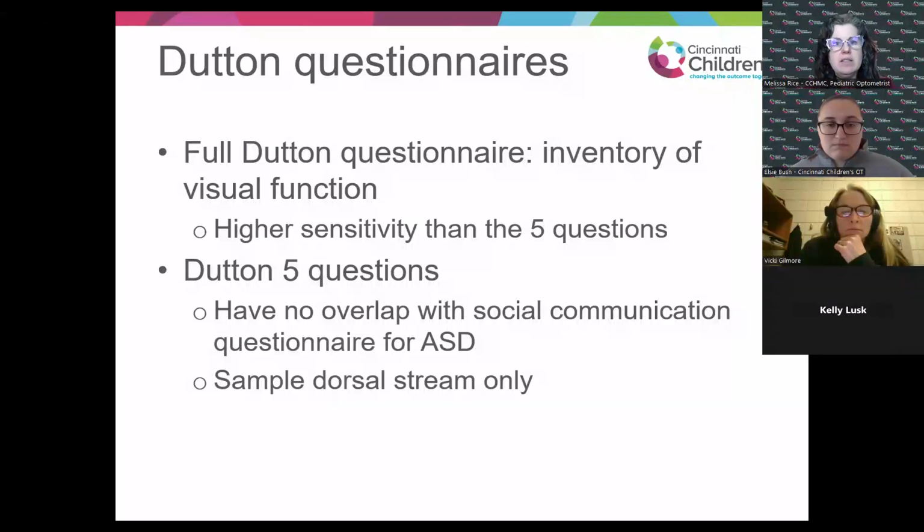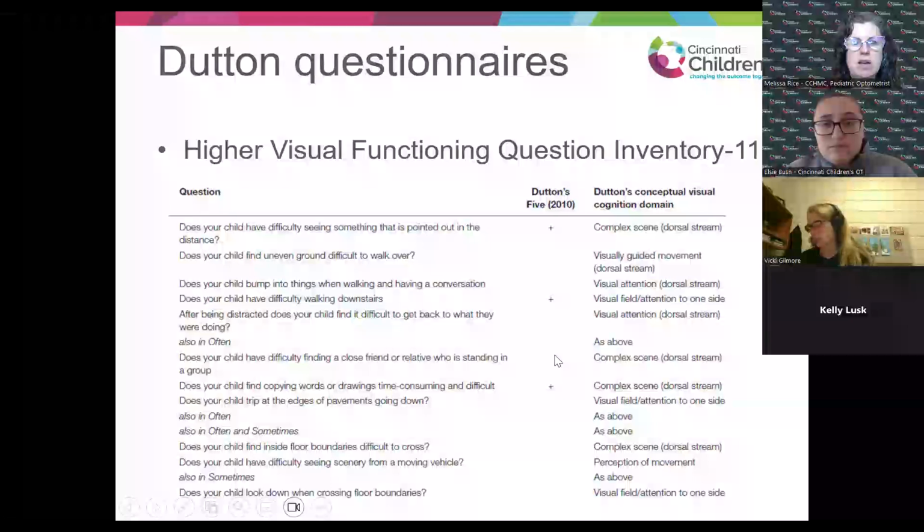But a study was done where they used 5 of those questions, and it was pretty good. It didn't have an overlap with social communication issues for children with autism. Children with autism can have CVI, but they don't always have CVI. And it samples mainly dorsal stream. So we'll talk about the 11 questions next, which is one we've been using a lot.